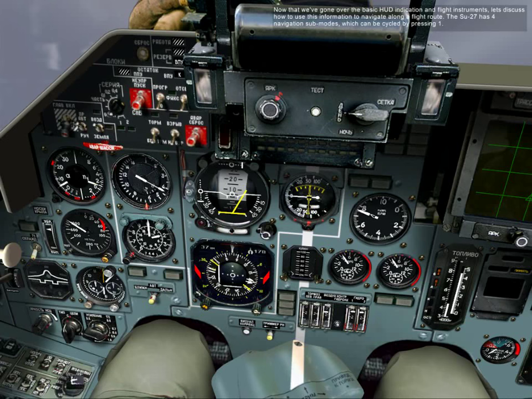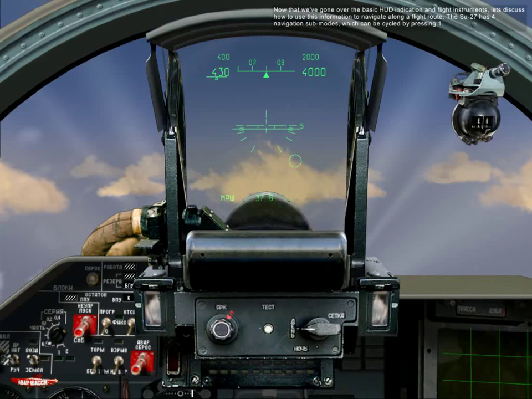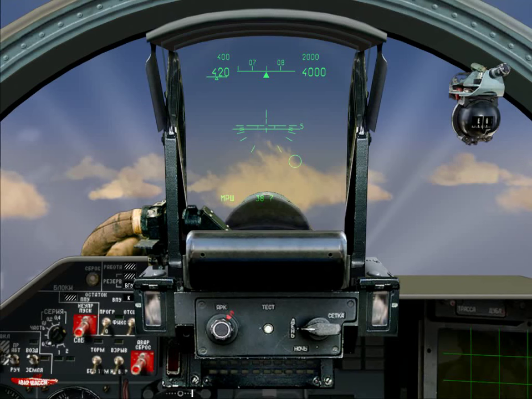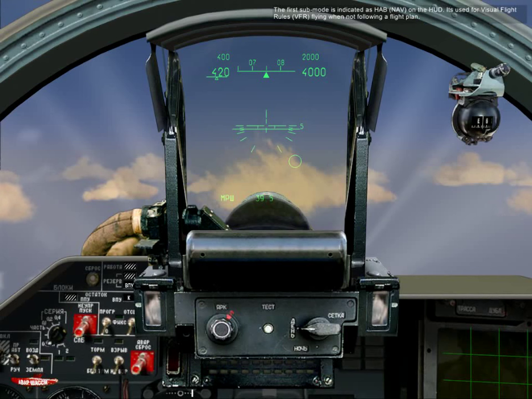Now that we've gone over basic HUD indications and flight instruments, let's discuss how to use this information to navigate along a flight route. The Su-27 has 4 navigation sub-modes, which can be cycled by pressing 1. The first sub-mode is indicated as NAV on the HUD. It's used for visual flight rules flying, but not following a flight plan.